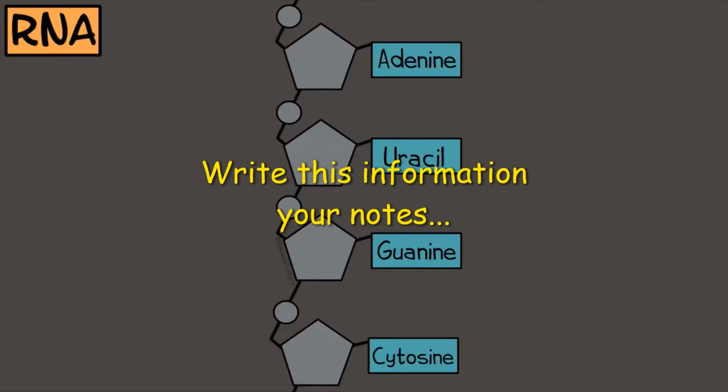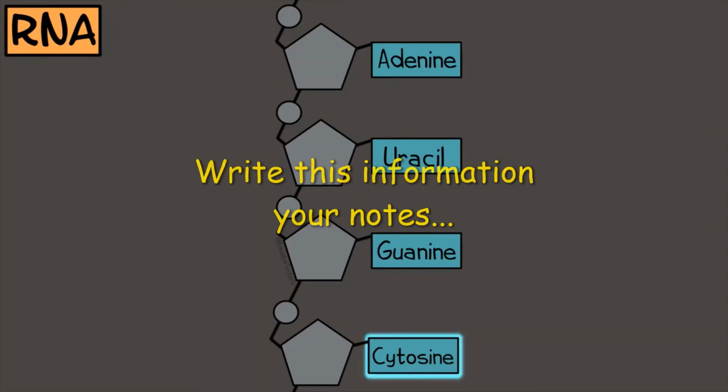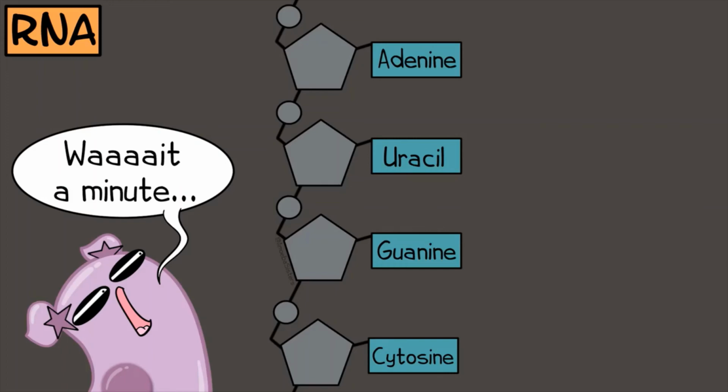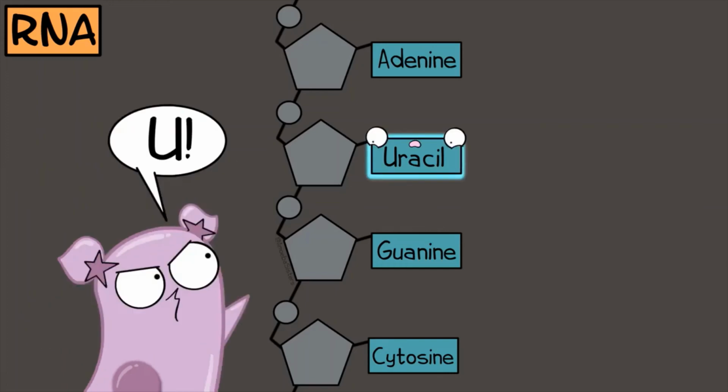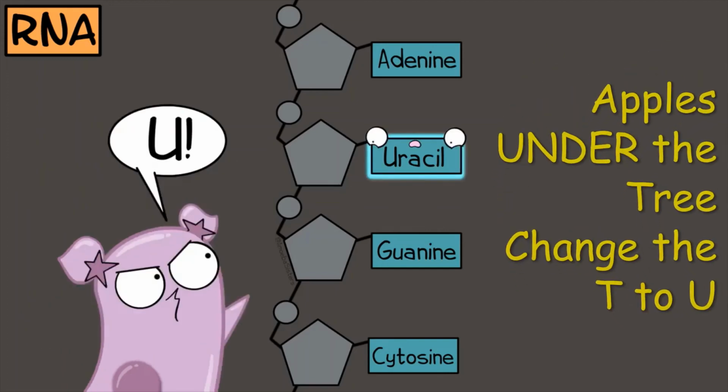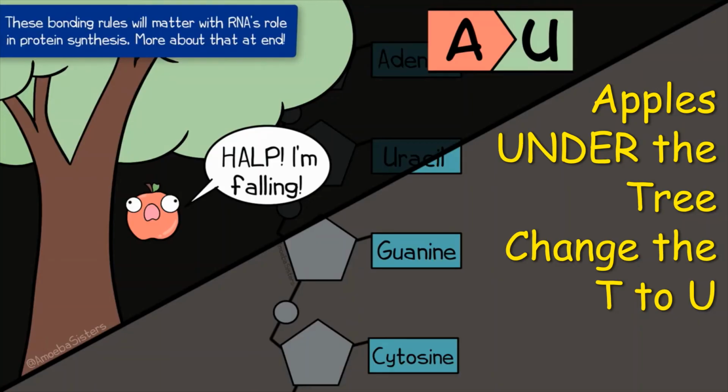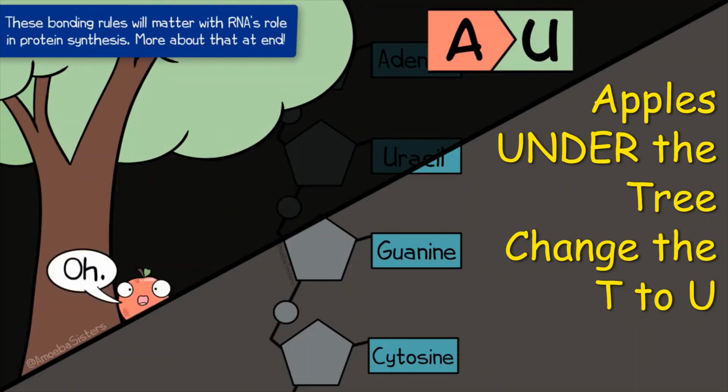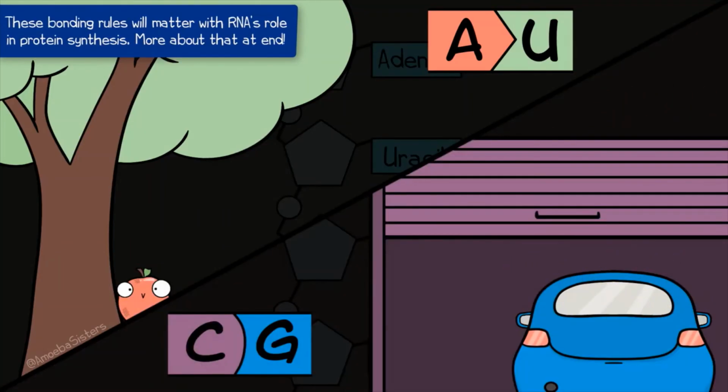The bases in RNA are adenine, uracil, guanine, and cytosine. Notice the different one? It's uracil. So you have to change that popular mnemonic device here. Instead of apples in the tree, maybe the apples are under. Car in the garage still works, though.